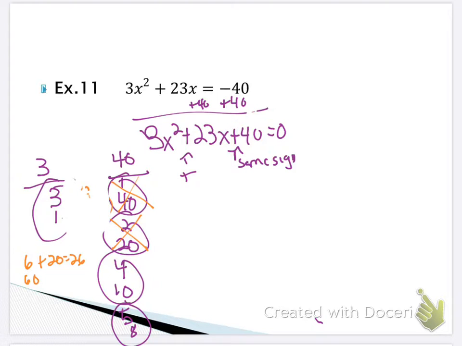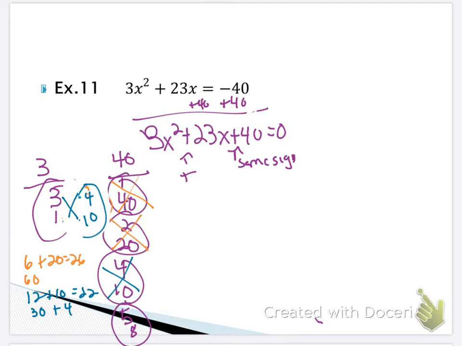So next one up, let's change my color. We have 4 and 10. Okay, again, reminder that we're trying to get 23. So 4 times 3 is 12. 1 times 10 is 10. That gives me 22. So that's not going to do it. Let's swap them. 3 times 10 is 30, plus 4, too big. Not going to be mine.